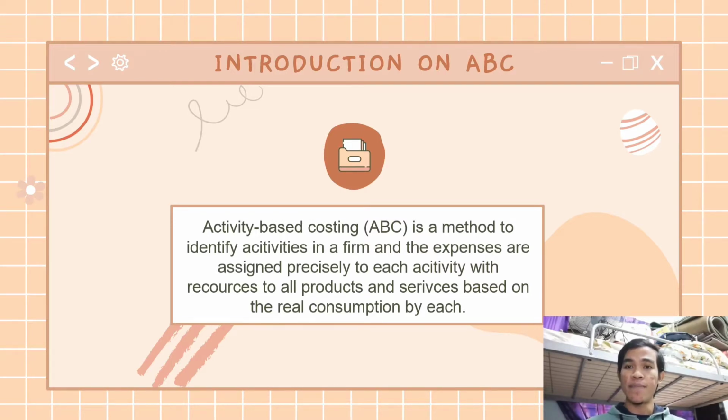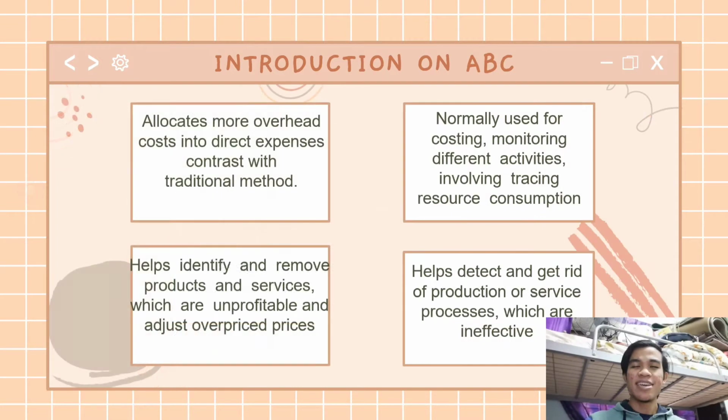Activity-based costing is a method to identify activities in a firm, and the expenses are assigned precisely to each activity with resources to all products and services based on the real consumption by each. This method allocates more overhead costs into direct expenses compared with the conventional method.